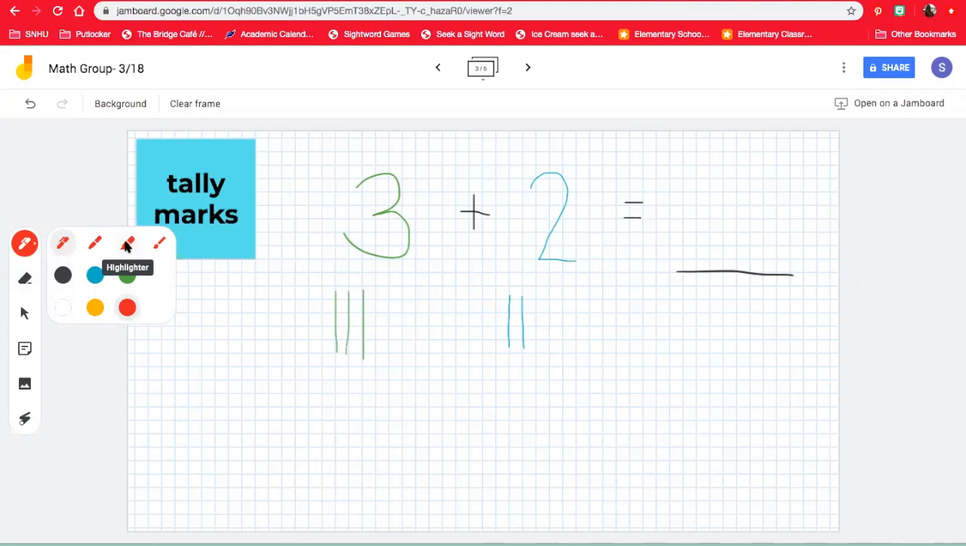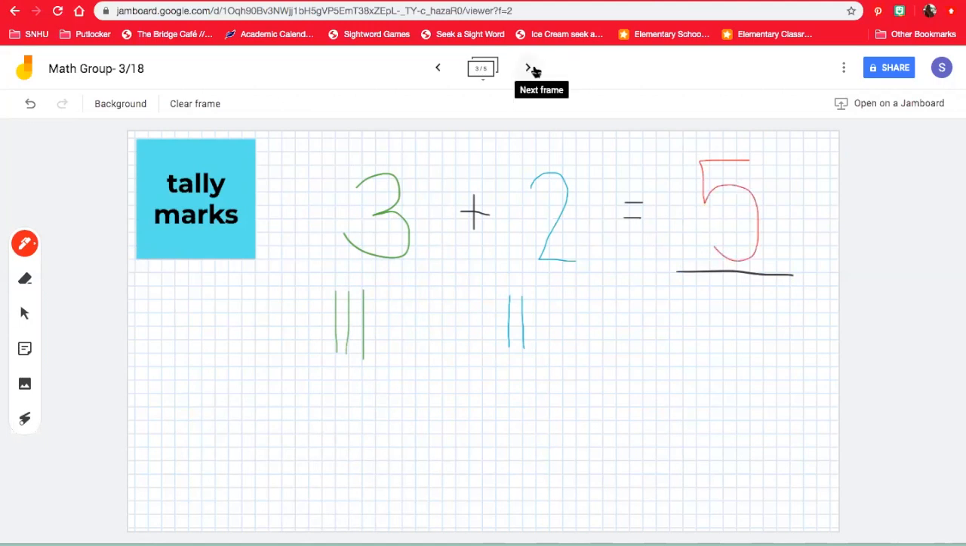I'll give you some think time. All right, so what do we need to do to solve this problem? You're right, we need to count the tally marks to figure out what our answer is going to be. Let's count them. Count with me. 1, 2, 3. Keep 3 in your calculator and count on. Let's count on from 3. So 3's in our head, in our calculator. 4, 5. What's the answer? 5. Nice job.